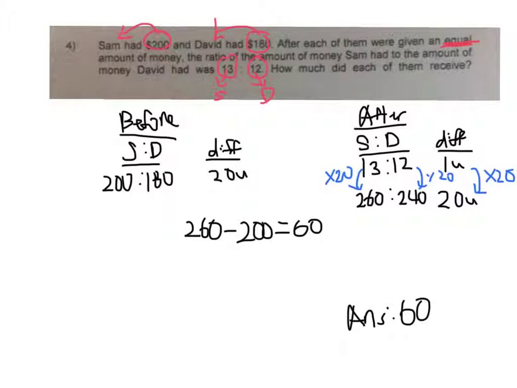But if I use David to check, from 240 minus away 180, that will give me 60 as well. Well, that's the answer. Thank you.